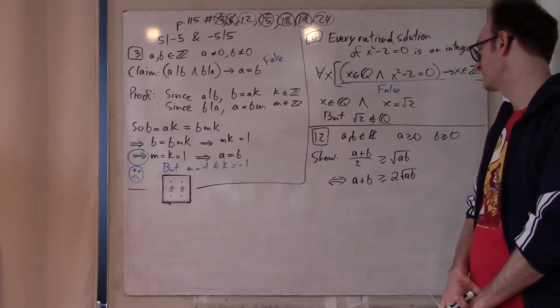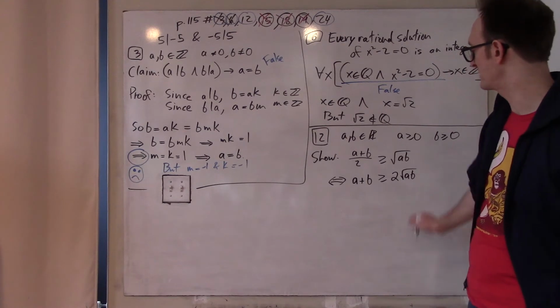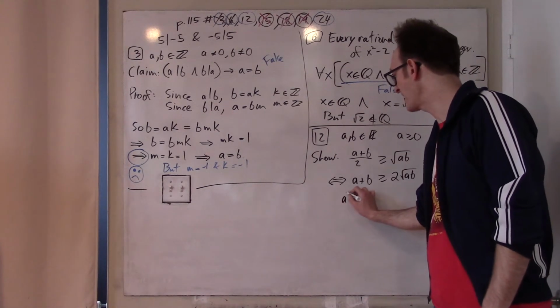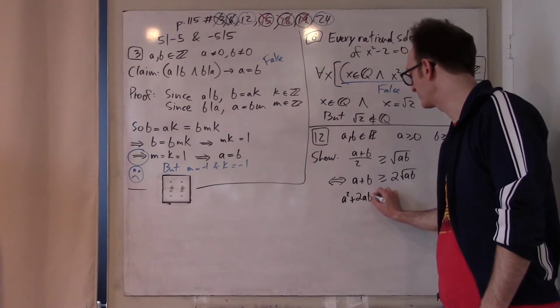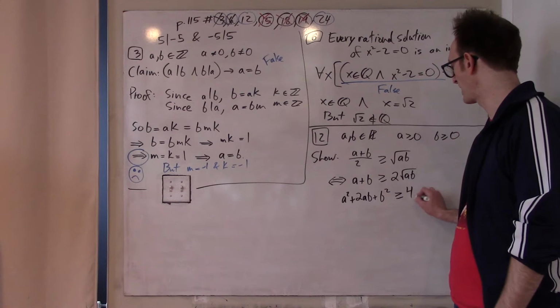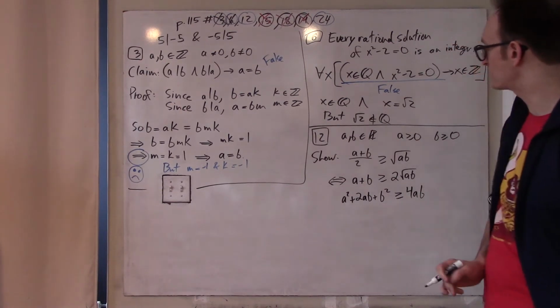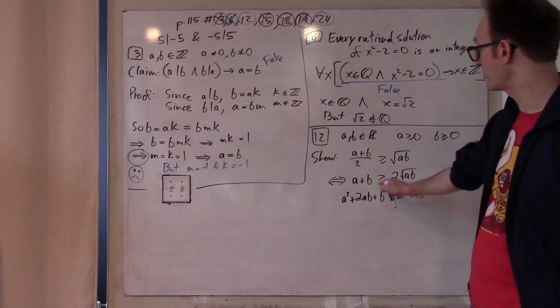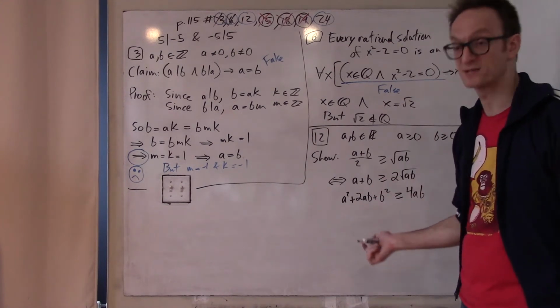Well, I can square both sides of this. That seems what we need to do to get rid of this square root. So if I do that, I get a squared plus 2ab plus b squared is greater than or equal to 4ab. Is it legitimate to square both sides of an inequality? Well, as long as everything is positive, then yes.